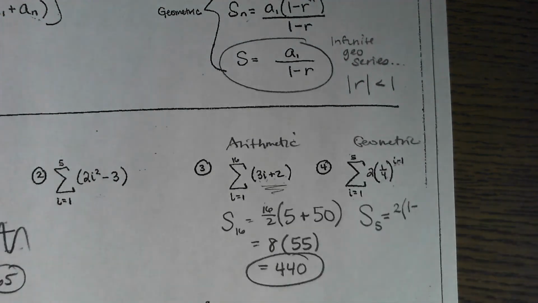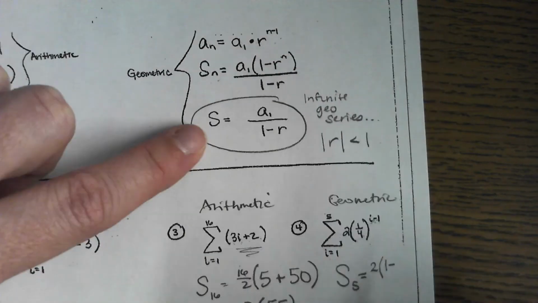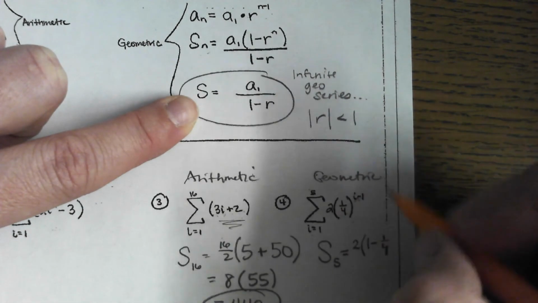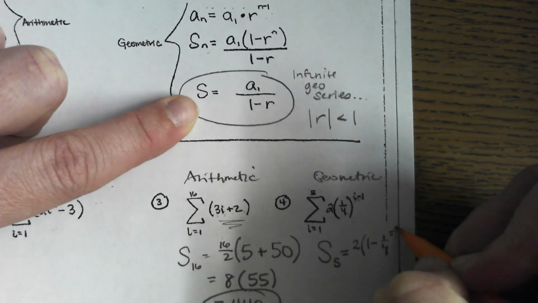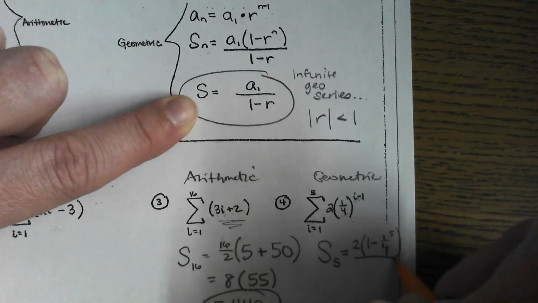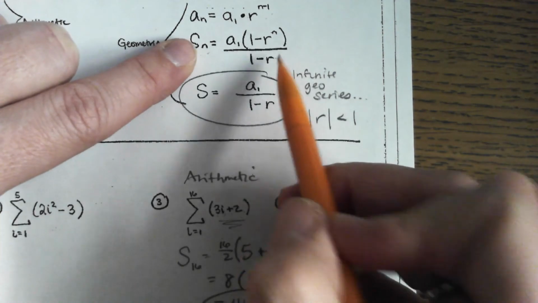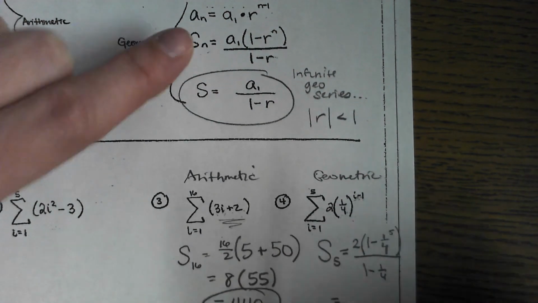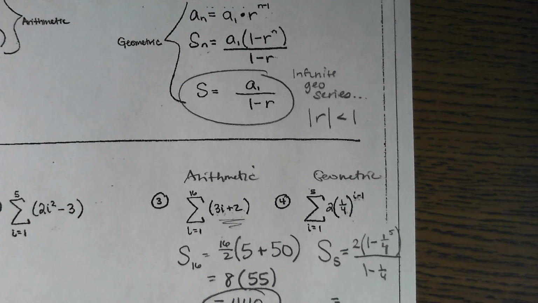1 minus your r. What's your r here? 1/4. Again, I'm stealing this right from here. To the n power, which is the 5th. All over 1 minus r, 1 minus a 4th. So a 4th to the 5th power.